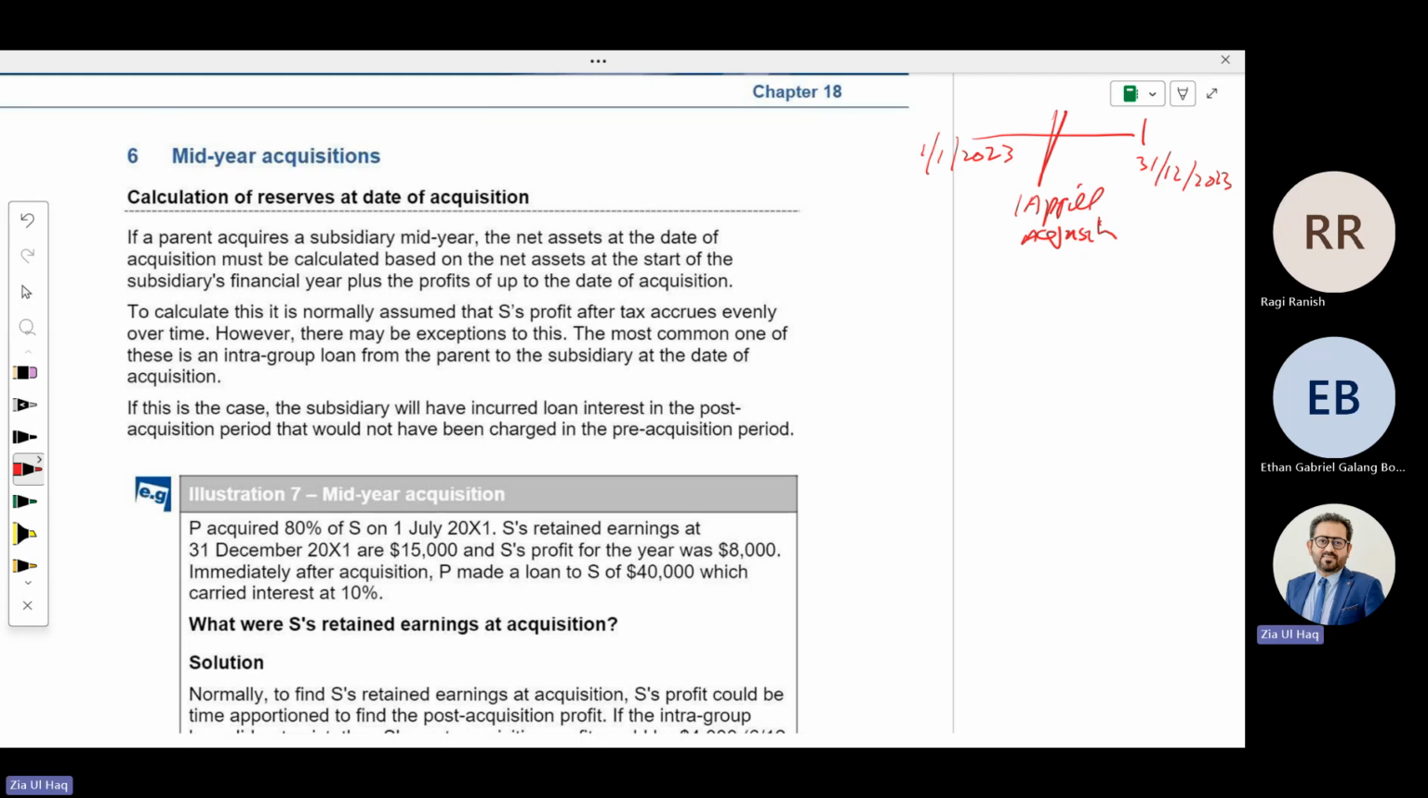We need to consolidate subsidiary reserves with the parent company. But normally at the reporting date, the subsidiary reserves available in the trial balance or balance sheet are for the complete year. So while adding assets and liabilities together, we need to apportion the subsidiary's assets and liabilities according to the number of months. We add non-current assets and current assets, but first we need to proportion the non-current asset and current asset figures by 9 by 12, and then we consolidate. This is called mid-year acquisition.